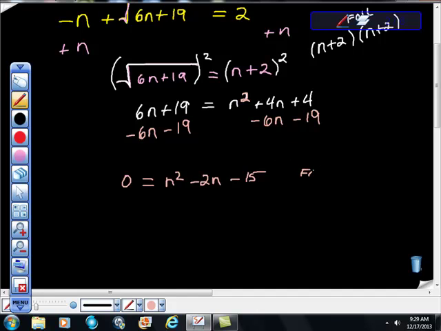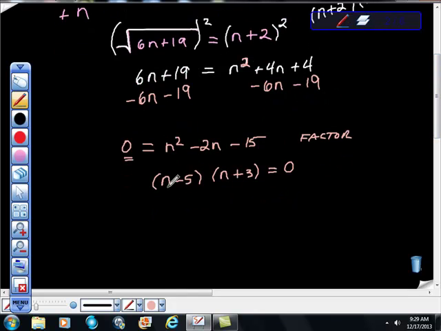From here, we're going to factor. If you factor this out, we'll get n minus 5 times n plus 3. Remember, equal to 0. So here's that 0 right here. And then remember that we're going to solve each of these factors for 0. So n minus 5 is equal to 0, and that's true when n is equal to 5. And n plus 3 is equal to 0, which is true when n is equal to negative 3.